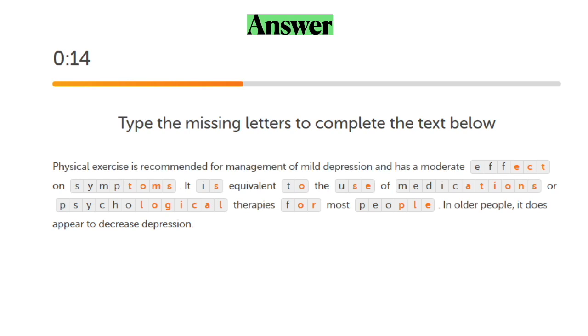And in the next blank, we can type in psychological, because psychological therapies or medications are related to the treatment of depression. And then we have for the next blank, most people. So let's read the second sentence once again. It is equivalent to the use of medications or psychological therapies for most people. The last sentence, in older people, it does appear to decrease depression. Now all of this paragraph makes sense after we have typed in all the missing letters.